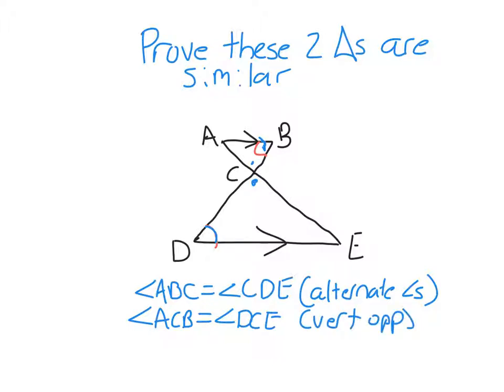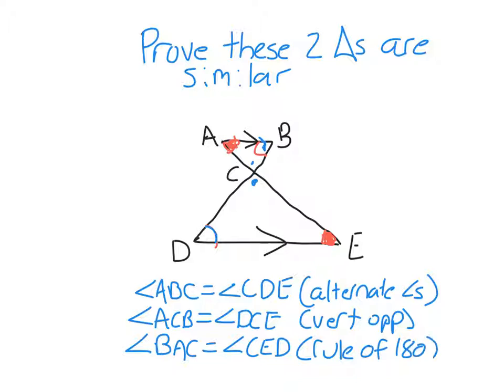Okay, so because I found two pairs of equal angles, the third pair must also be equal. So this angle here and this angle, which I'll colour in red, must also be equal because of the rule of 180. They're also equal because of alternate angles. So angle BAC is equal to angle CED, and you can use rule of 180 or alternate, whichever.